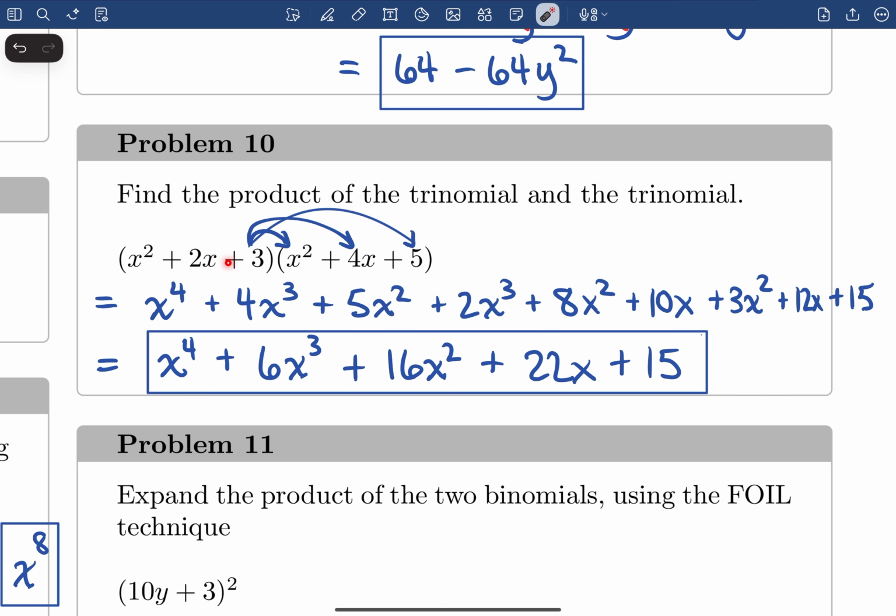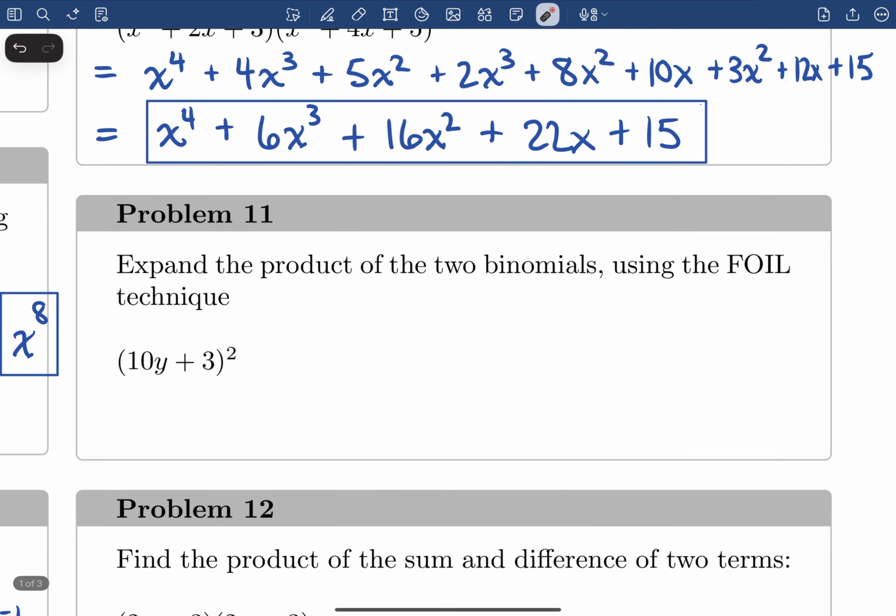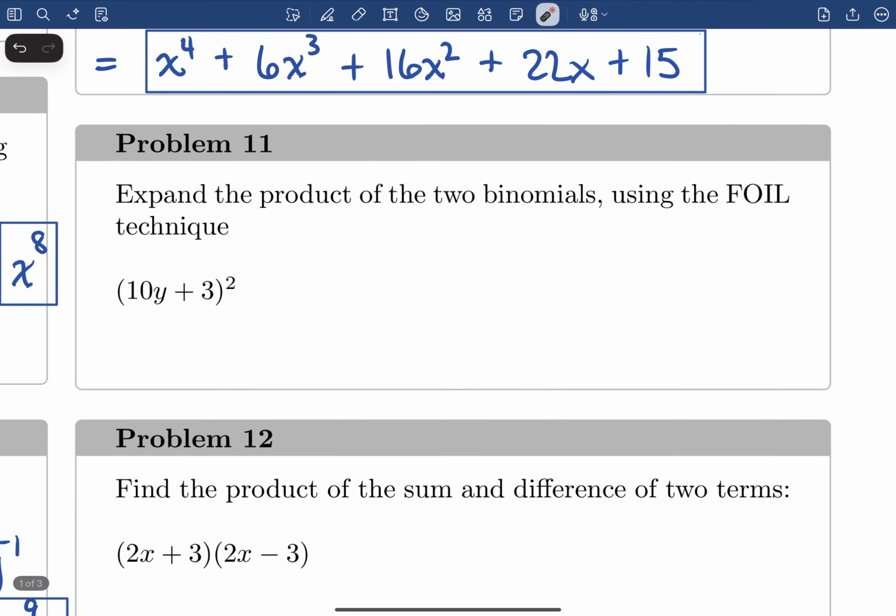One thing that was easy about this problem was it was all addition, right? You had all plus signs between the terms of the trinomials. So that made it so we only had addition going on. Something that could make it more complicated is if we had subtraction signs mixed with plus signs. So please watch for that as you attempt a problem like that. Now let's move on to problem 11.